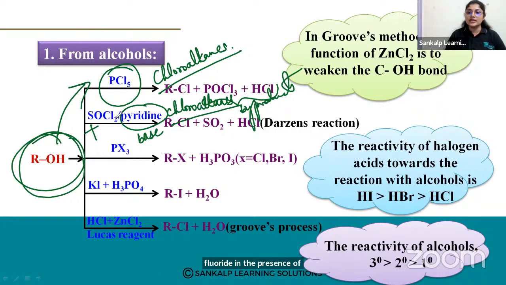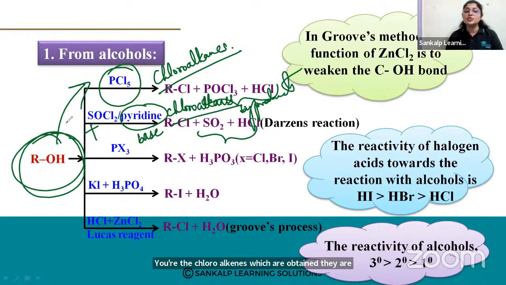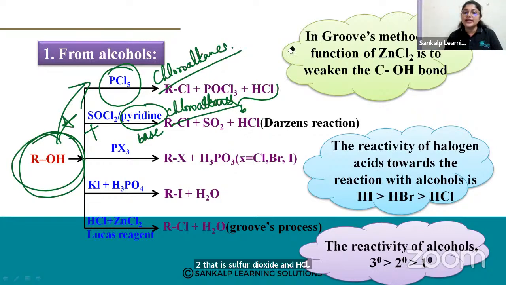Here the chloroalkanes which are obtained, the yield is more because of the byproducts which are obtained. So basically to prepare chloroalkanes, this is the suitable method of preparation. Why? Because the byproducts obtained are SO2, that is sulfur dioxide, and HCl. So these are the byproducts which are obtained.